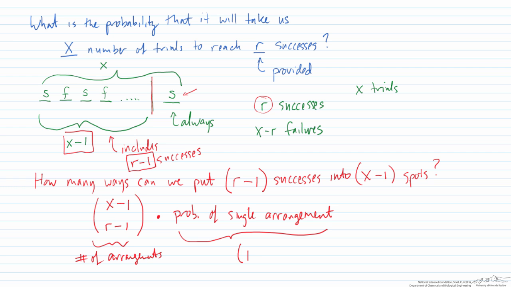Well, we're going to look at the failures first. So the probability of a failure is 1 minus the probability of success. We have X minus R failures. And then we multiply that by the probability of success to the power R, for R successes. Again, the reason we are doing this is because we have the probability of R minus 1 successes, but we also have another success, so that's why we use R and not R minus 1 in the exponent, but the number of ways is based on R minus 1 successes because we're constraining that last trial to be a success.